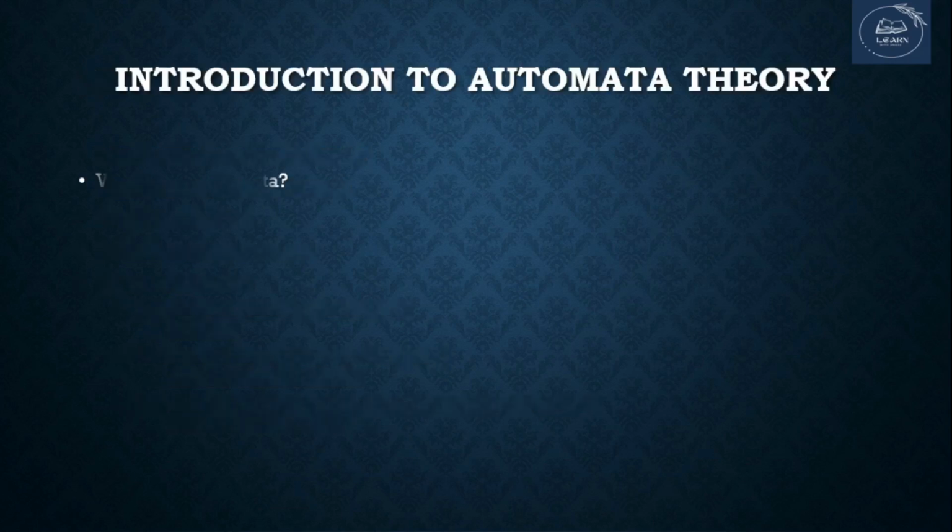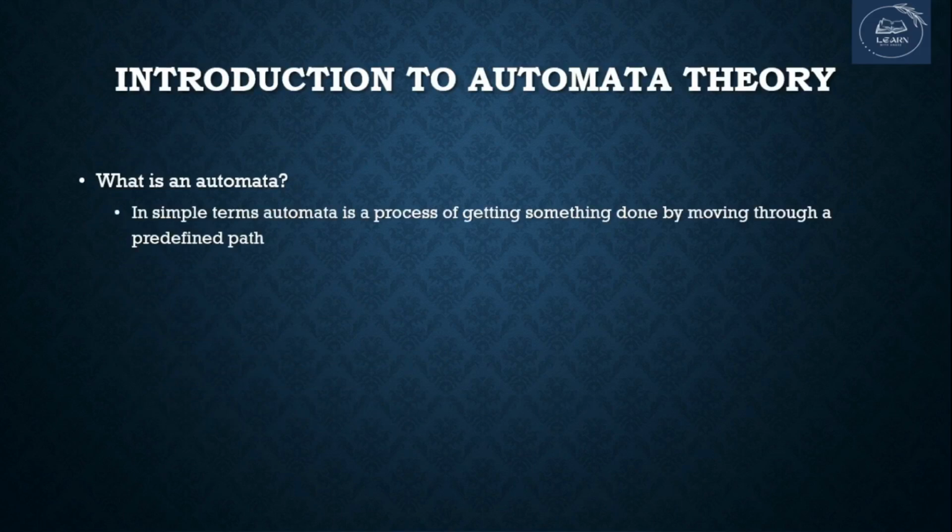Introduction to the automata theory. So what is an automata? In my own simple terms, I say automata is the process of getting something done by moving through a predefined path just by me. I would also say it's the process of converting the control of a machine such that it takes a click of a button or probably the flick of a switch to get the machine working. So that's basically what I would term an automata to be.